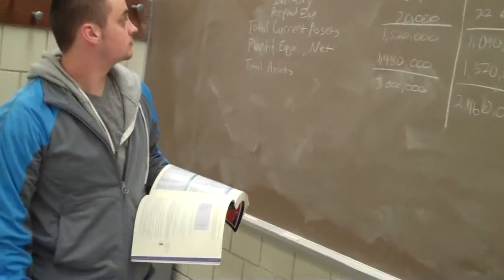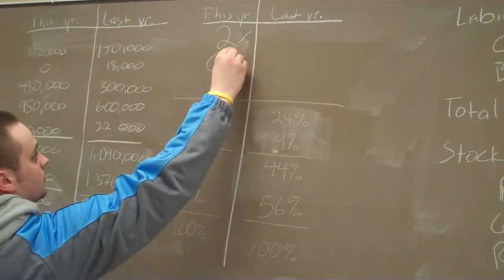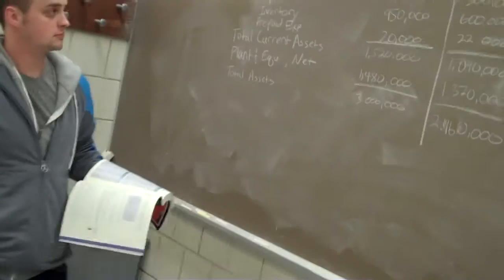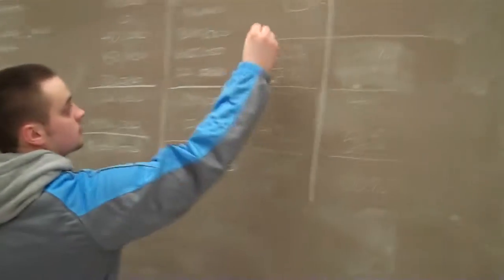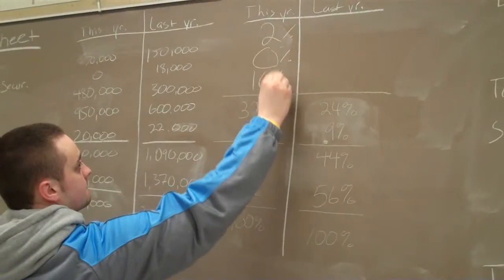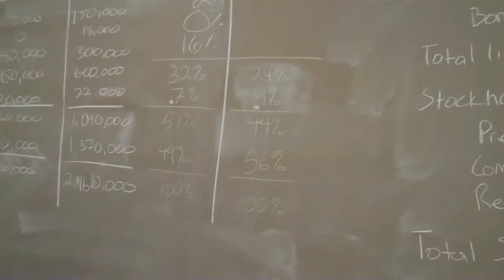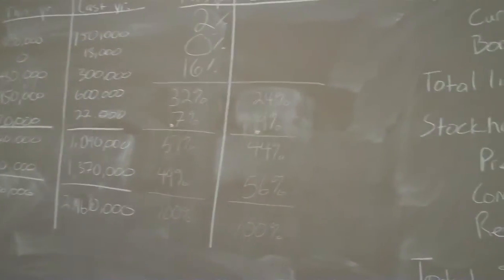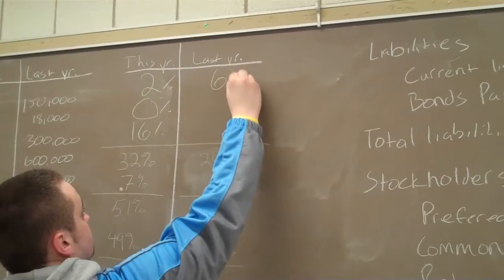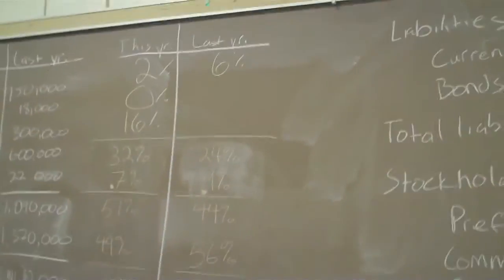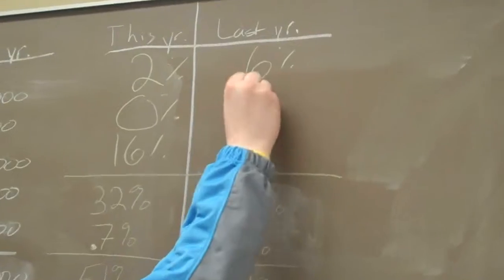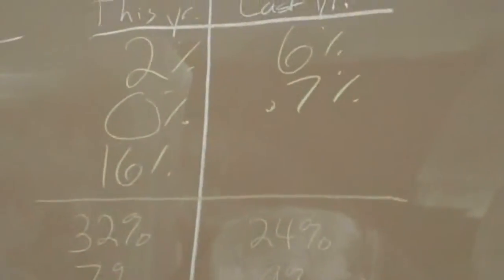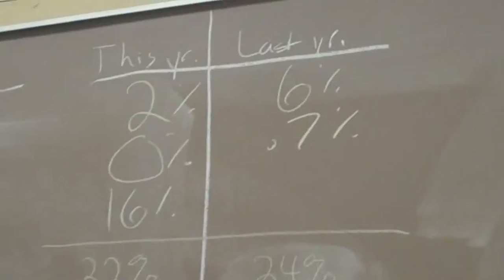You do the same for marketable securities, and that comes to 0%. And accounts receivable would be 480,000 divided by 3 million, and that comes out to 16%. And you'll go ahead and do the same for last year. For cash it'll be 6%. For securities, it'll be 0.7%. And accounts receivable net would be 12%.